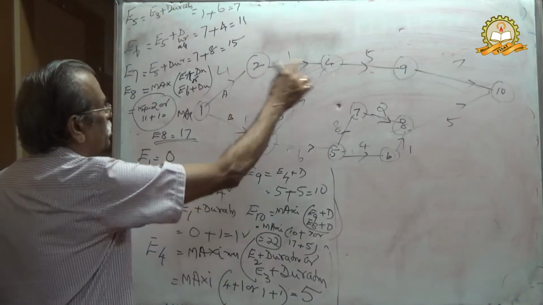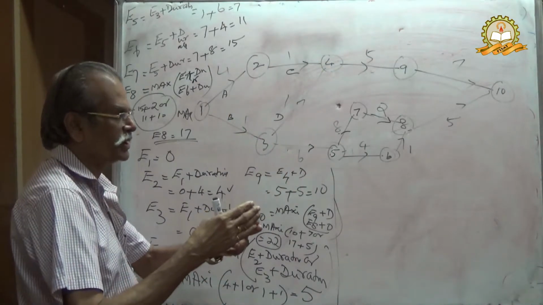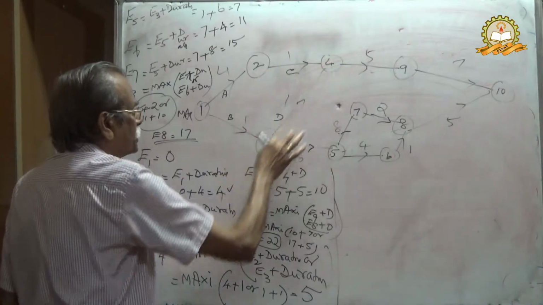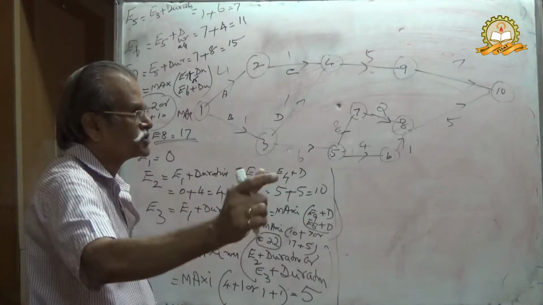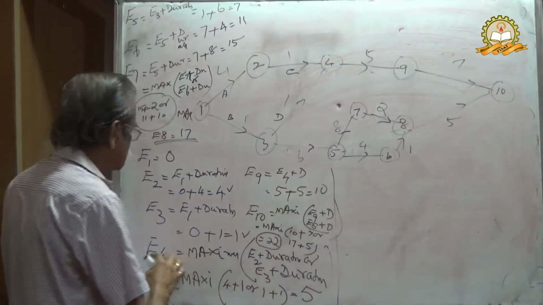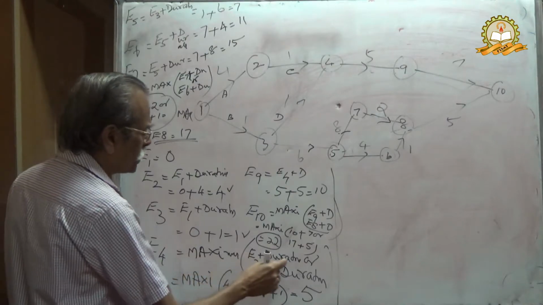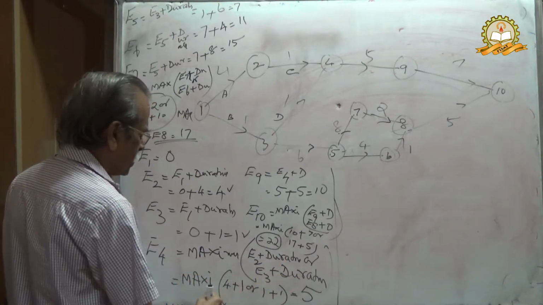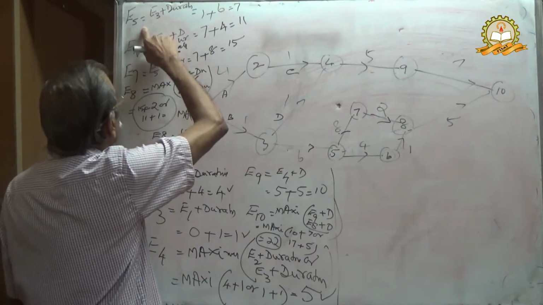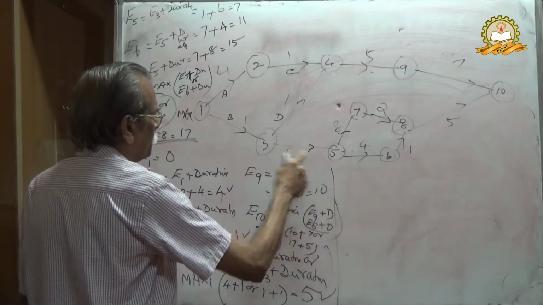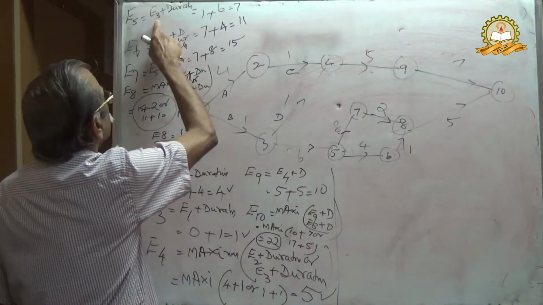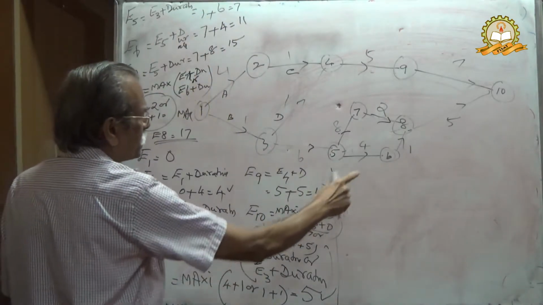Then E4. You can see there is a concurrency at E4, either from 2 to 4 or 3 to 4. There you apply the maximum of E2 plus duration or E3 plus duration, which is equal to 5. Similarly, E5 comes after 3, therefore E3 plus 6. Then similarly E6.